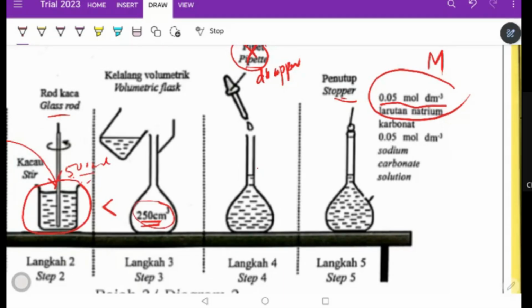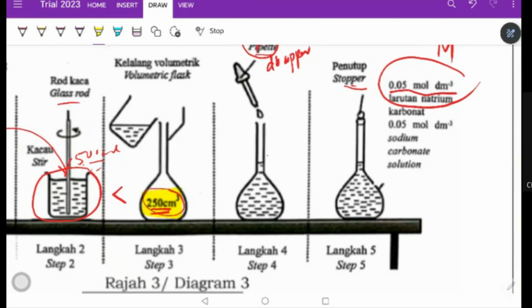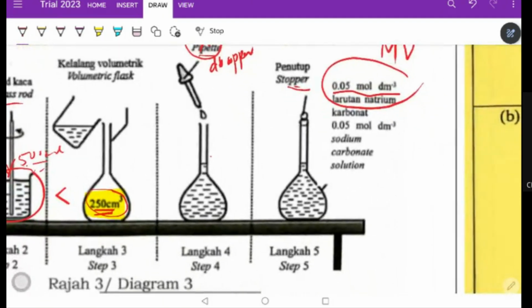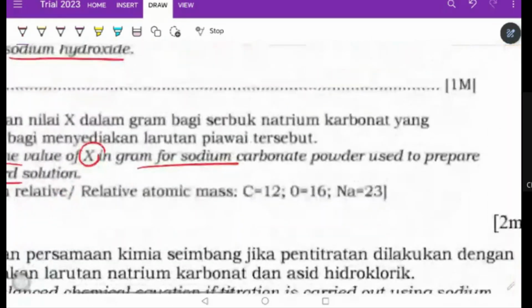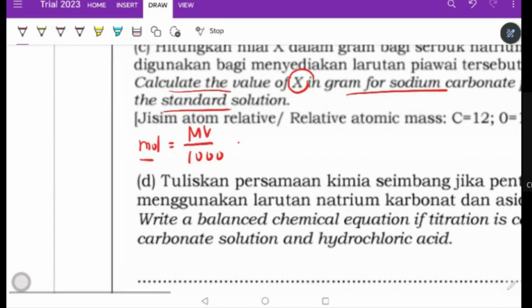So I look into this volumetric class, right? Here, right? 250. V, 250. So if you have M, you have V. Can you find the number of mole? Definitely, right? Okay, so you find the mole first. Find the mole. MV over 1000. Okay, so you can find the mole. So everybody you try. What is the number of mole?